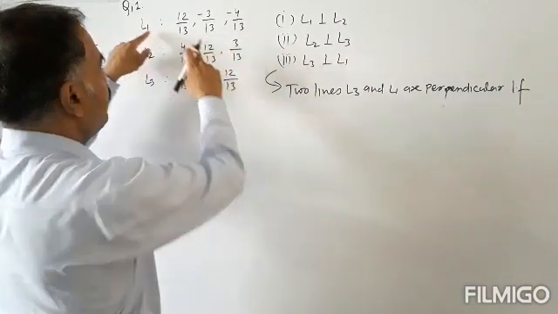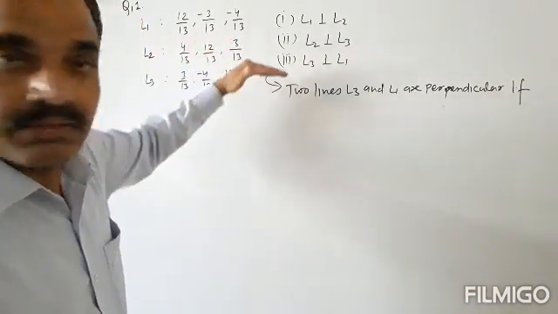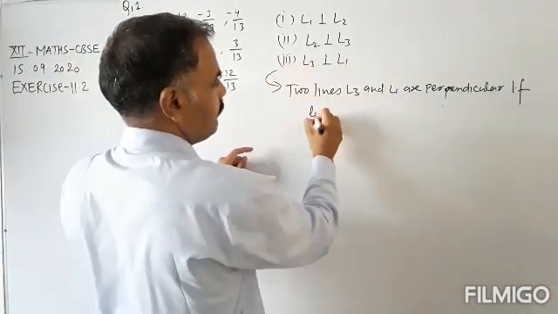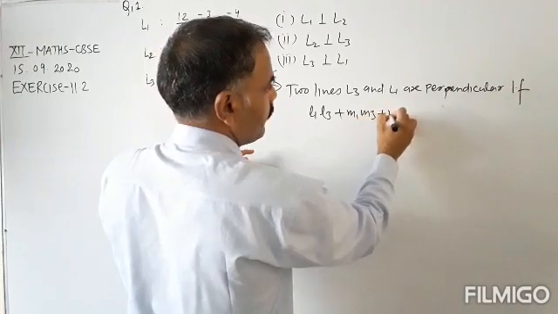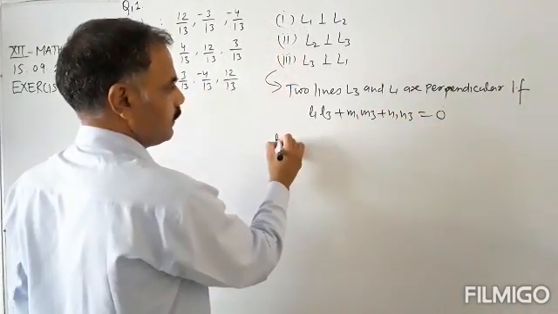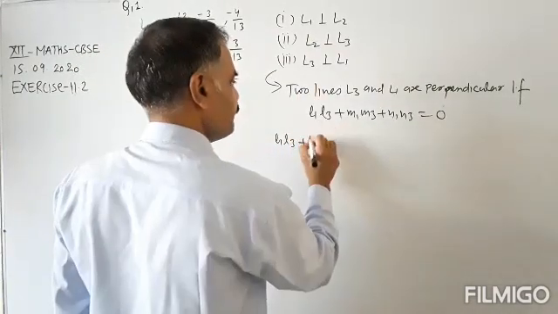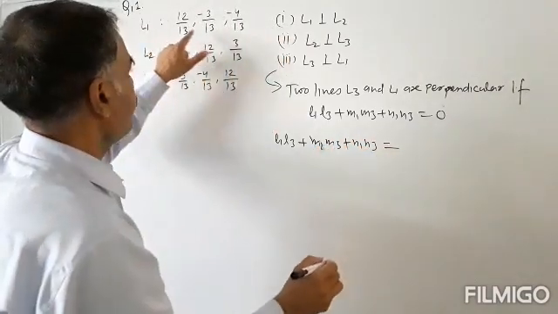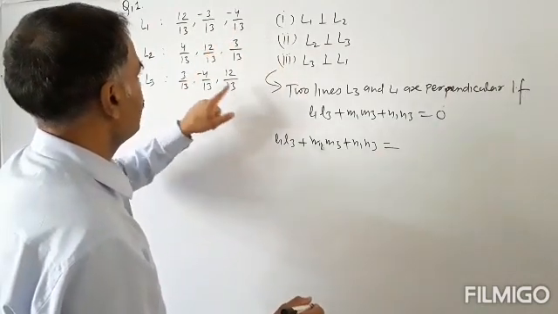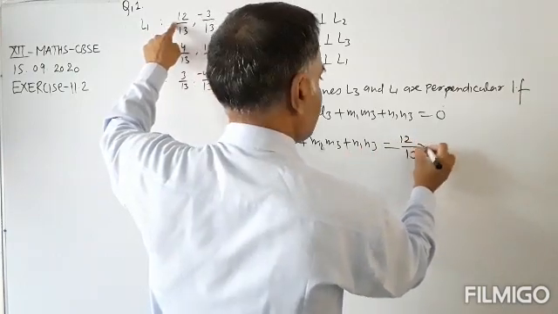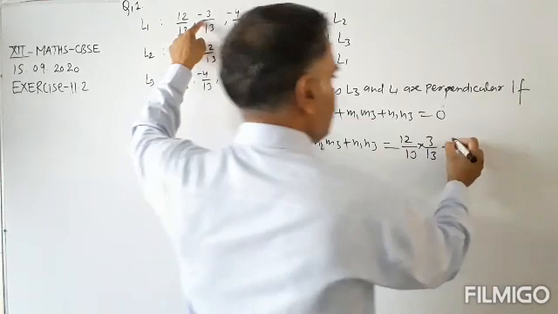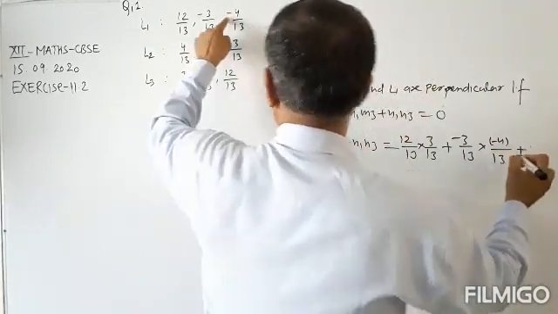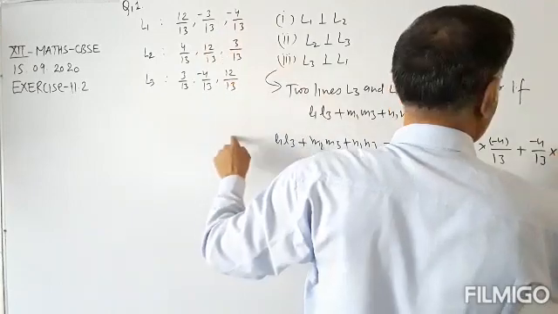If these are the direction cosines of the first line L1, M1, N1, the second line L2, M2, N2, and the third line L3, M3, N3, then for lines L1 and L3, L1L3 plus M1M3 plus N1N3 equals 0. So we have 12/13 into 3/13, plus -3/13 into -4/13, plus -4/13 multiplied by 12/13.